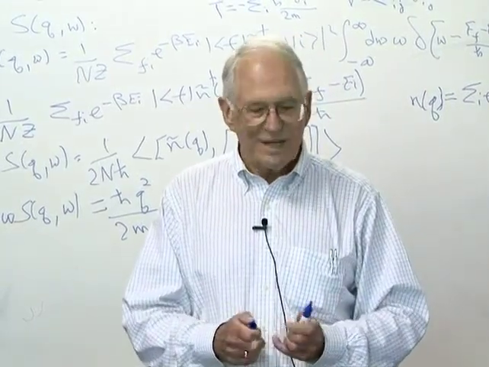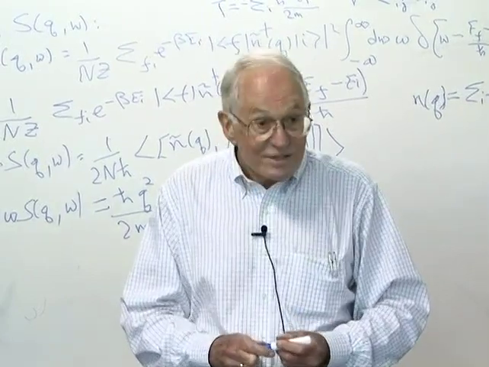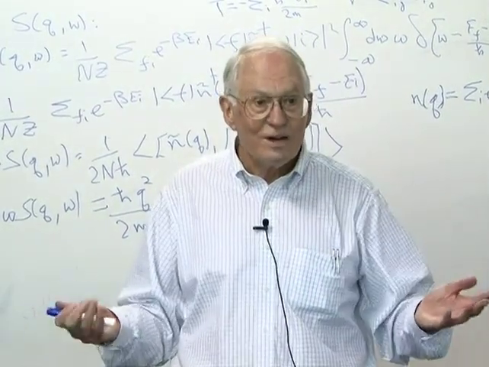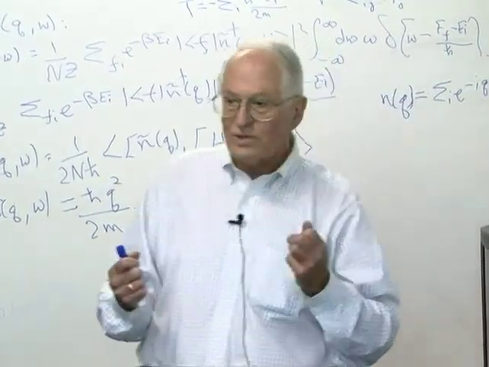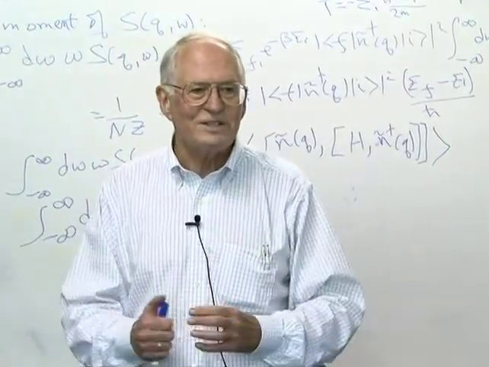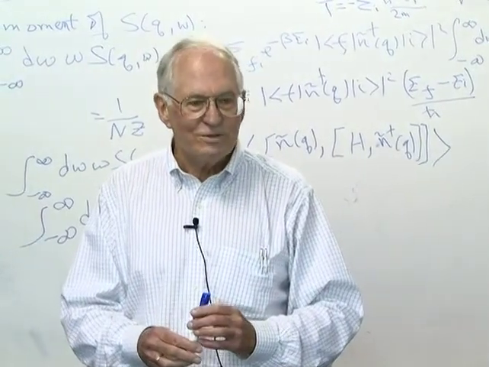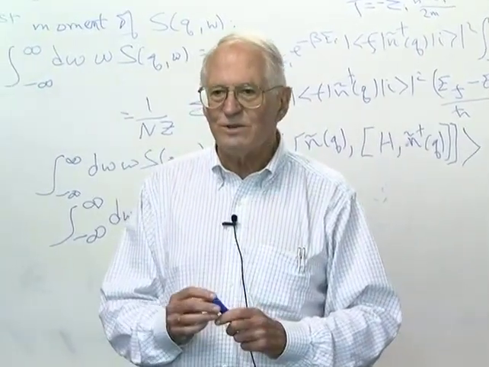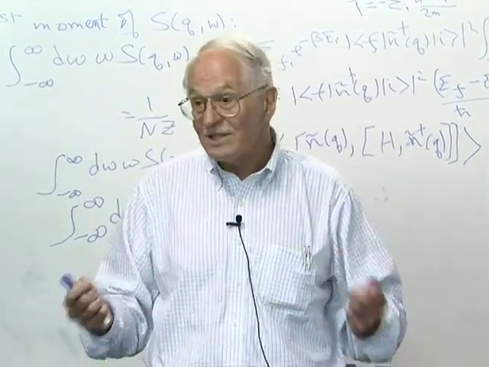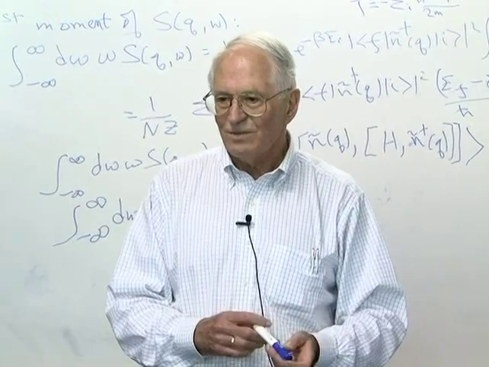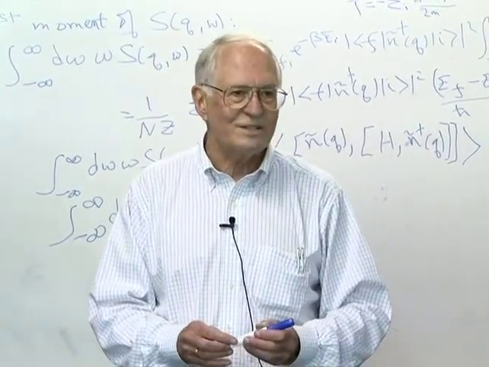So S of q and omega looks complicated. It is complicated. But it's got a huge amount of information in physics about the many-body system. And one of the goals of many-body physics is to try to compute models for S of q and omega that satisfy all these different requirements. And that's not a trivial thing. And we'll talk a little bit about some of that next time.